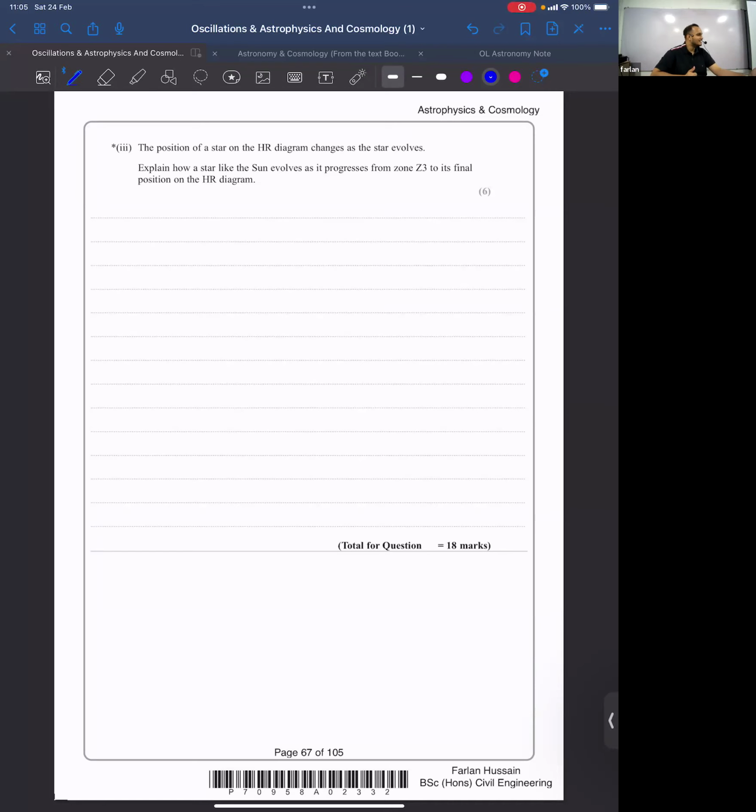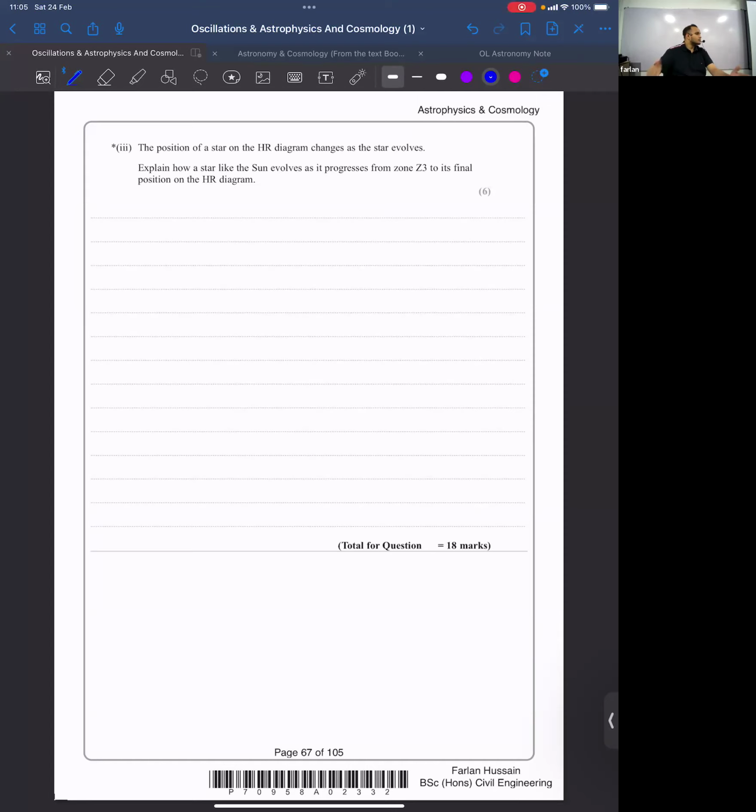The sun will shrink and the temperature will increase, and helium fusion will begin. So what I told is, as the sun runs out of hydrogen, the sun will shrink, temperature will increase, helium fusion will begin. Correct?